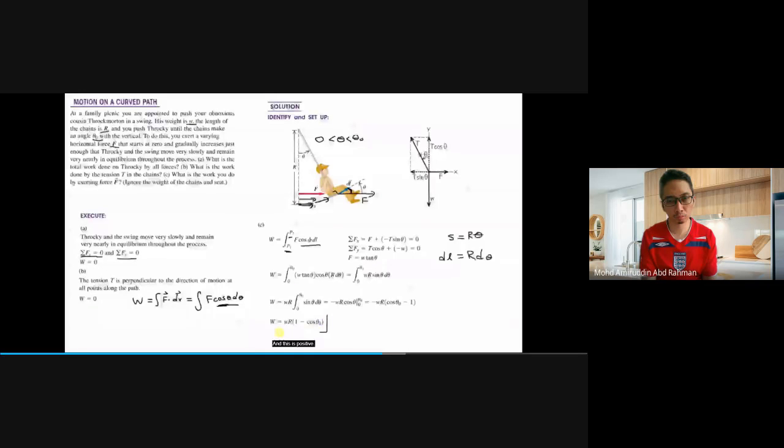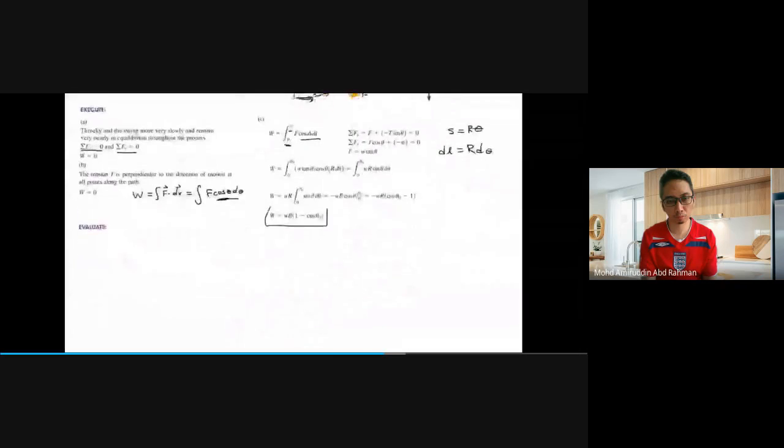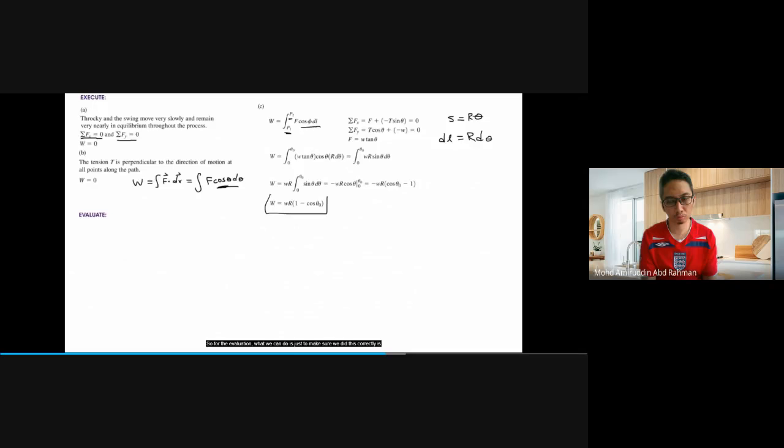And this is positive. So for the evaluation, just to make sure we did this correctly, if we calculated the work due to the weight of Rocky, we should get the same answer, but negative. And the way we can check this, just to be interesting, is to use the vector form of the work integral. So what we'll do is we'll start with the general form. So work is equal to the integral from point 1 to point 2 of some force dot some length.